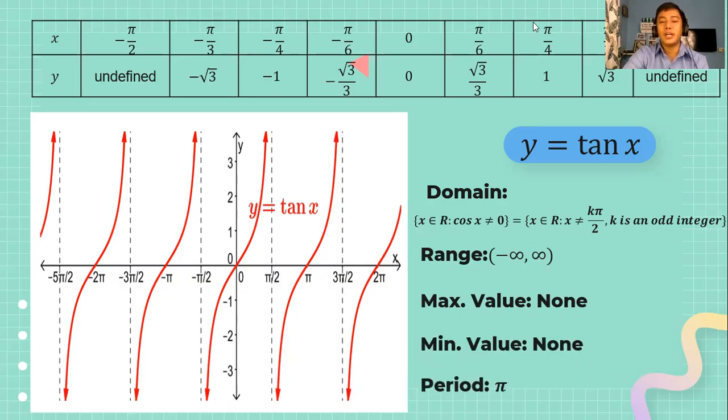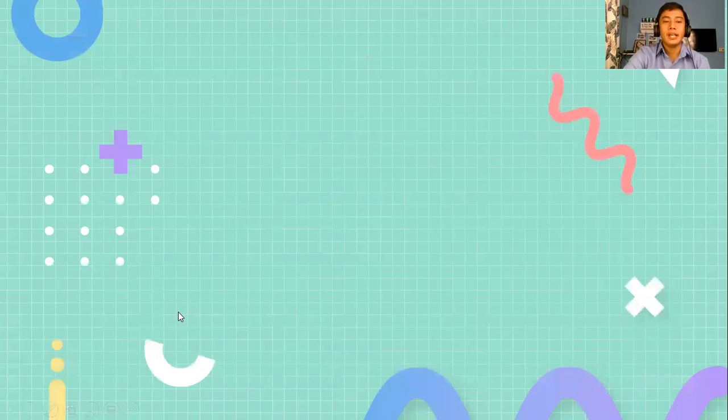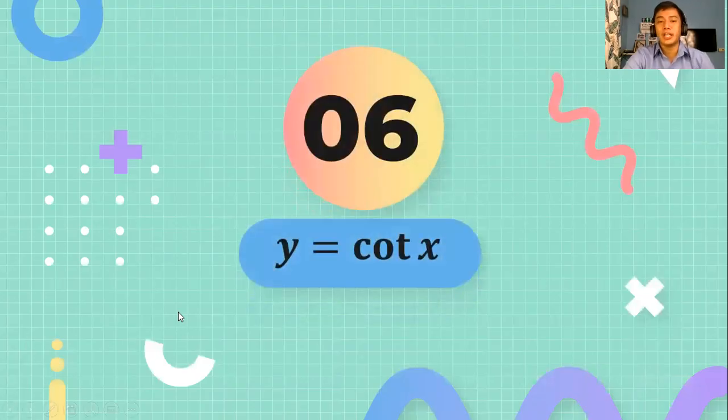Observe that the period now repeats every 180 degrees, or every pi. Unlike the other functions, which periodically repeat every 2 pi or 360 degrees, in the case of the tangent function, it only repeats every 180 degrees or every pi. So it has a different period. And lastly, we have the reciprocal of tangent.